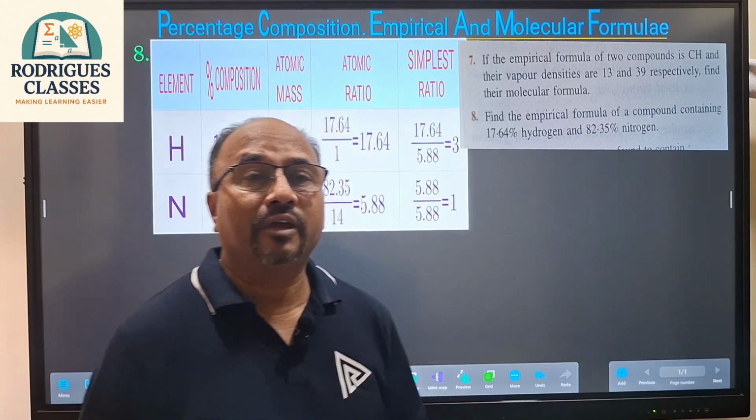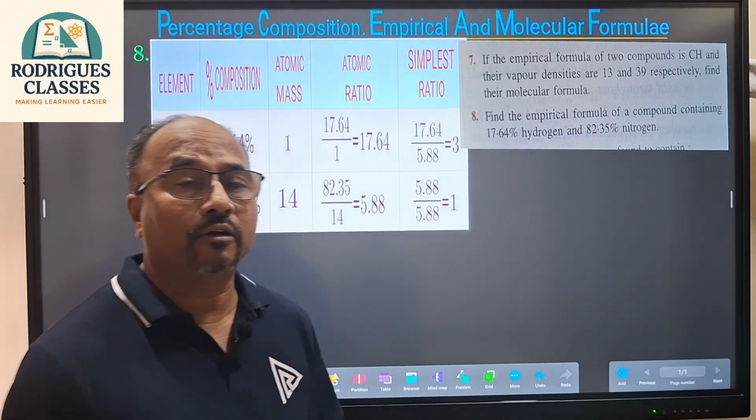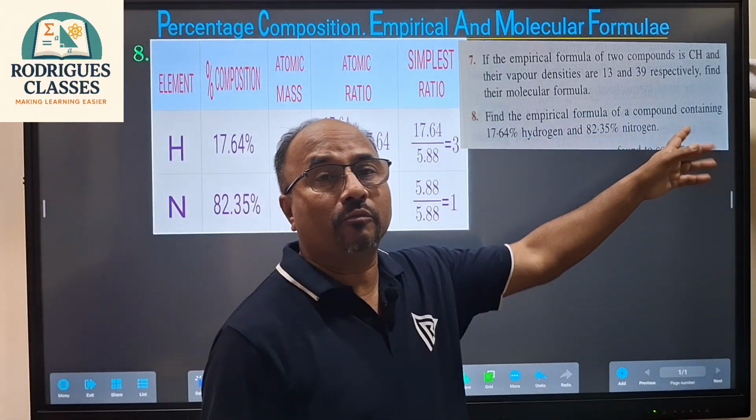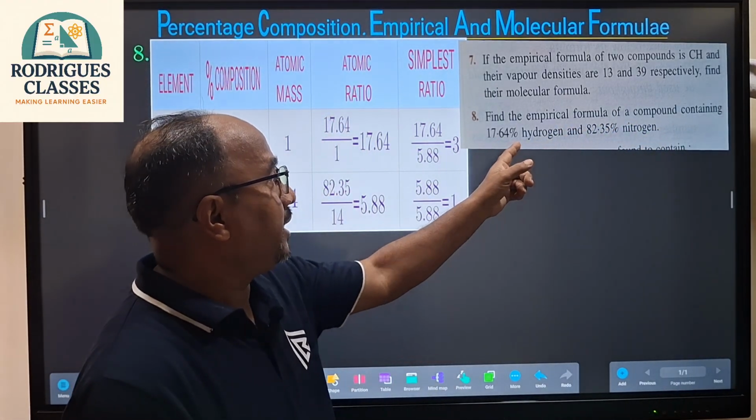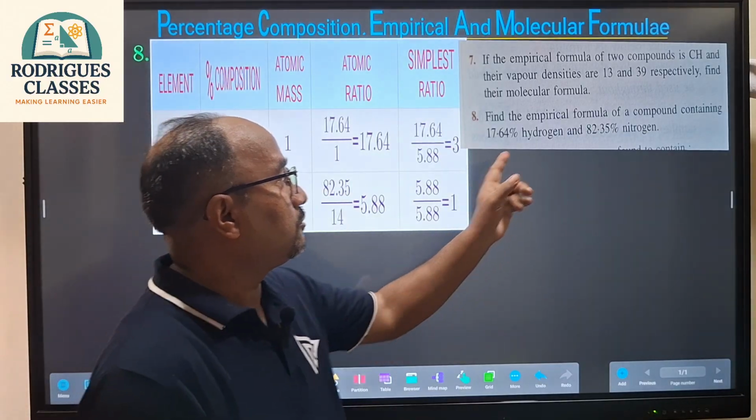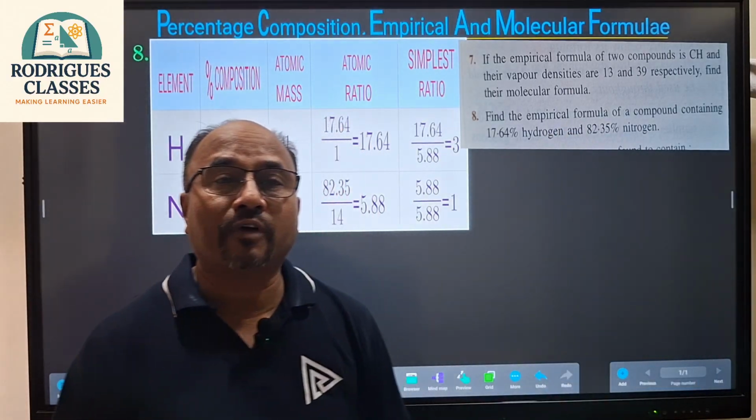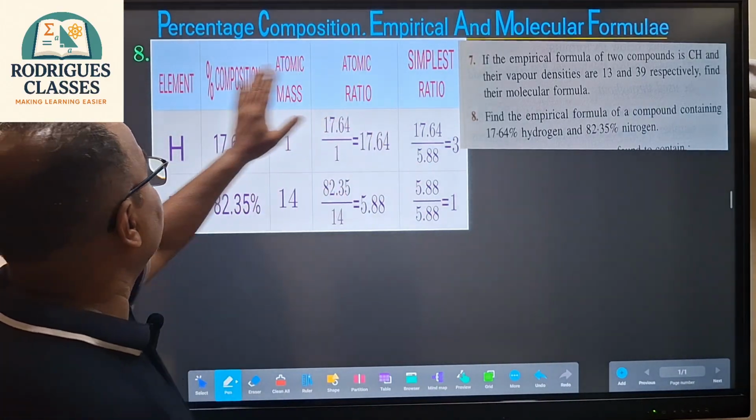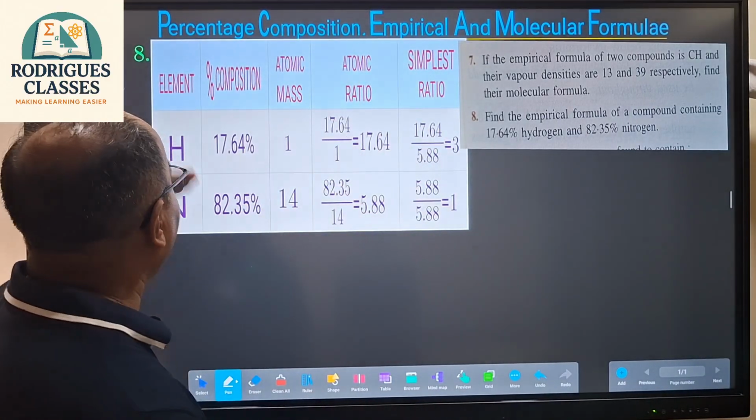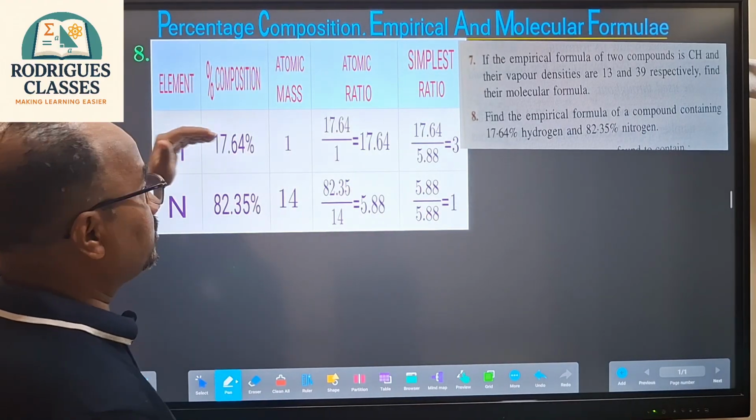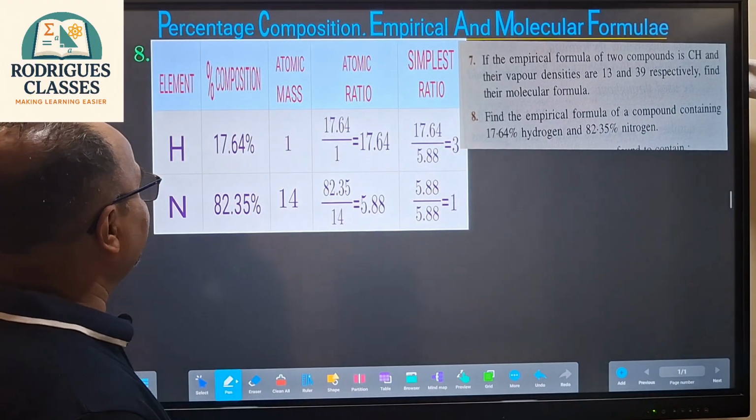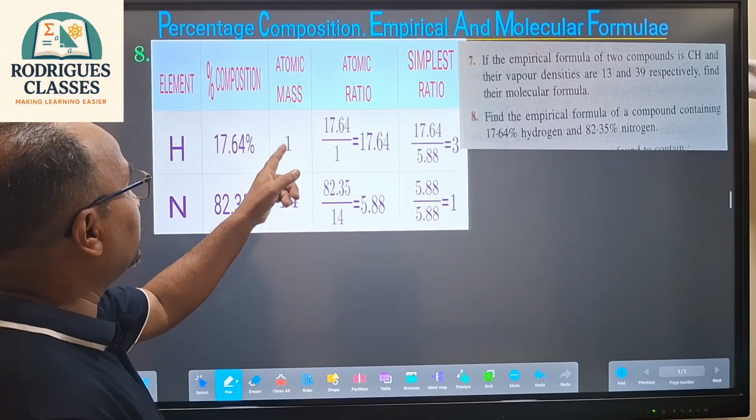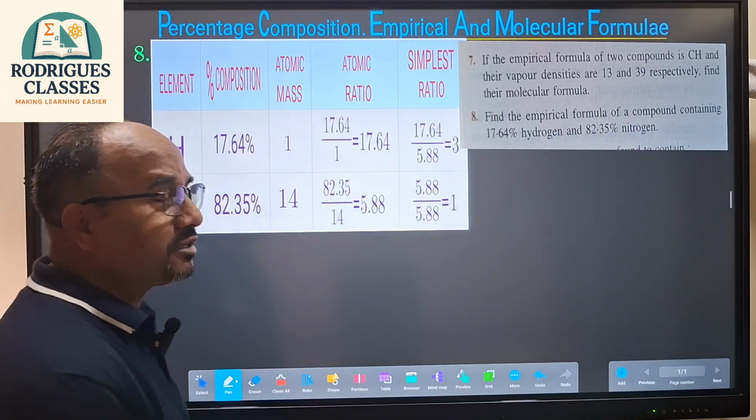In question number 8, we have another sum based on finding of the empirical formula. So the question is, find the empirical formula of a compound containing 17.64% of hydrogen and 82.35% of nitrogen. So again, that table is important. So this top headings with the table is ready. Element, we have hydrogen and nitrogen. Percentage composition given 17.64% and 82.35%. Hydrogen has atomic mass 1 and nitrogen has atomic mass 14.